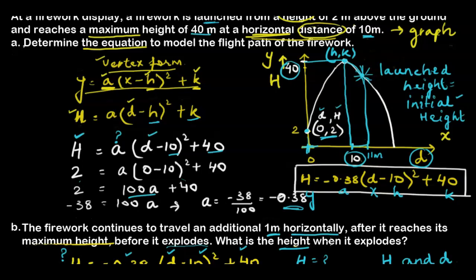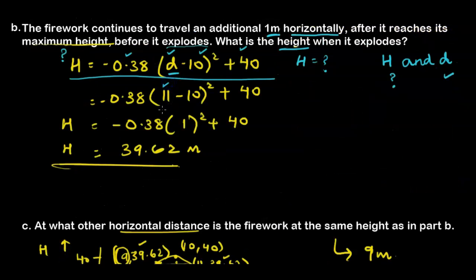The question wants us to find the height when the firework explodes. If we try to locate the height on the graph, we would not be able to find the exact value. We know it is going to be less than 40, but we don't know the exact value. That's why we use the distance of 11 meters in the equation we obtained in part A, and that's this equation. So when we sub in d as 11, we can solve for height. Therefore, we substitute d as 11 in here.